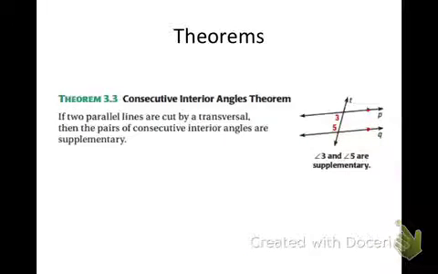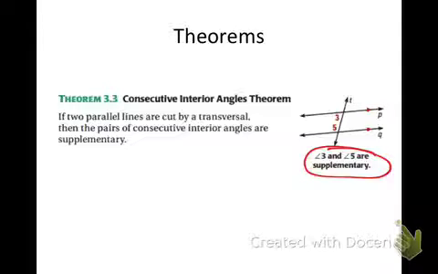Let's look at the consecutive interior angles theorem. Now this one's different. It doesn't say that these angles are congruent. It says that these angles are, okay, read the small print over there. It says these angles are supplementary. So remind me again, what does supplementary mean? Okay, it means that those two angles have to add up to be 180. So this one's a little bit trickier, but let's do it.